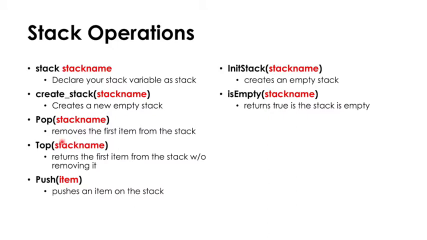Next you have top with the stack name. This returns the first item from the stack without removing it. So it just gets its value, but it doesn't remove it from the stack. Then lastly, push with the item, let's say the number 7. Now 7 will be pushed at the top of the stack. Next you have init stack, which creates an empty stack, and lastly is empty with the stack name, which checks whether the stack is empty or not.